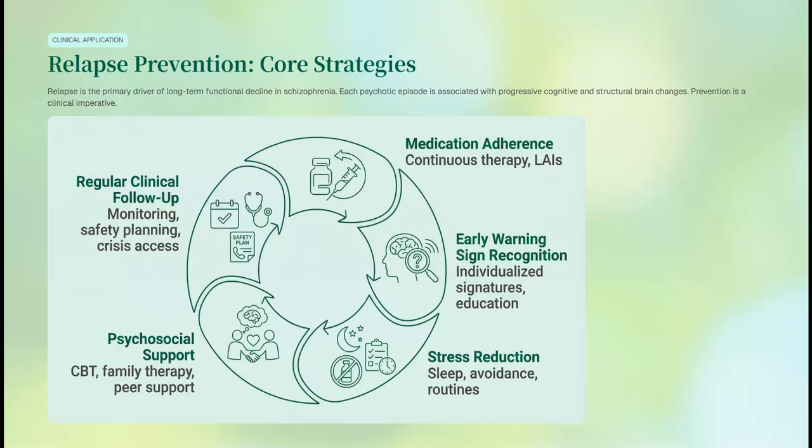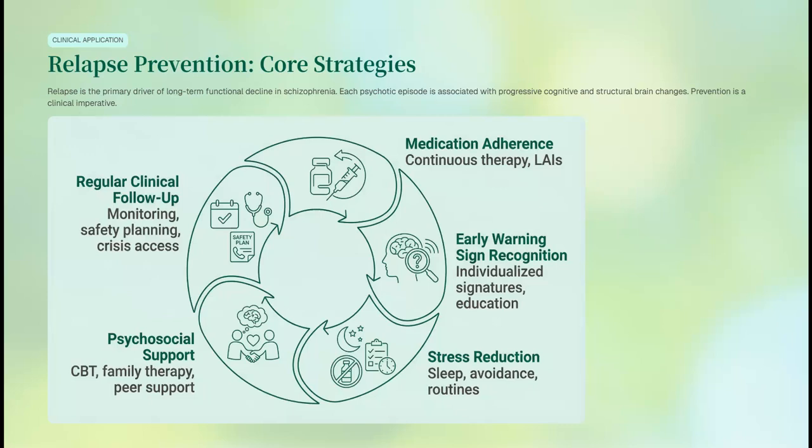Relapse is the biggest threat to long-term outcomes in schizophrenia. Each episode causes lasting cognitive and brain changes. So prevention is not optional. It's essential. Okay, so let me say that again. Relapse is the biggest threat to long-term outcomes in schizophrenia. So you're not doing prevention as a favor. You have to do prevention.